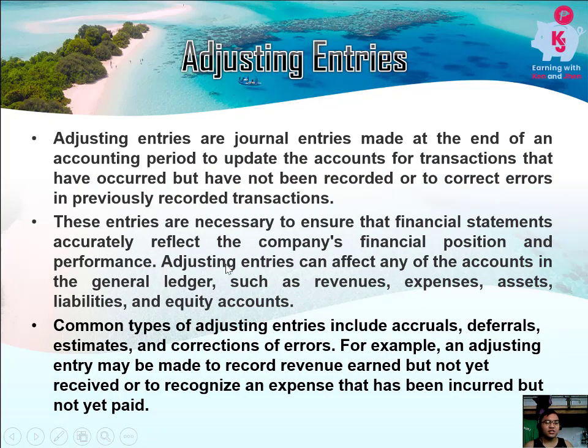So, adjusting entries. Adjusting entries are journal entries made at the end of an accounting period to update the accounts for transactions that have occurred but have not been recorded or to correct errors in previously recorded transactions. These entries are necessary to ensure that financial statements accurately reflect the company's financial position and performance. Adjusting entries can affect any of the accounts in the general ledger, such as revenues, expenses, assets, liabilities, and equity accounts. Common types of adjusting entries include accruals, deferral, estimates, and corrections of errors.